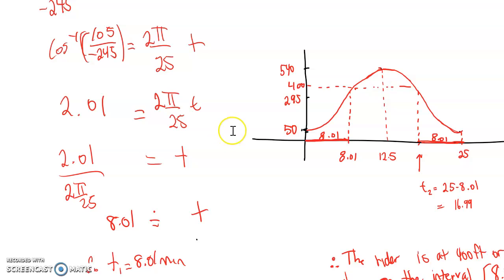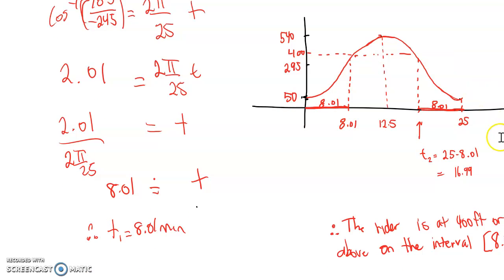As well, therefore, the second time the rider will be at 400 feet will be 25 minus 8.01, which is equal to 16.99 minutes. The rider will be at or above 400 feet between these times. Therefore, the interval of time they were looking for is from 8.01 minutes to 16.99 minutes. And here's my graph, and that's all my answers.